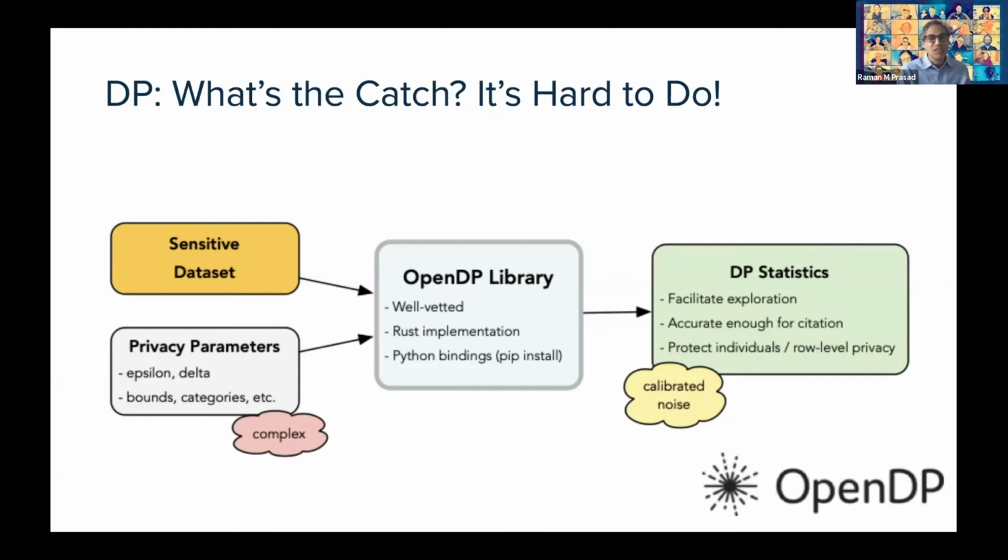And the question is, how does Dataverse access differential privacy? You can see on this diagram, you take a sensitive data set, which is your Dataverse sensitive data set, and you fill out these privacy parameters. And this is pretty tricky. Then you use the OpenDP library, which is available in Python, and you create some statistics. But it's still hard. You still need expert knowledge. Next slide, please.